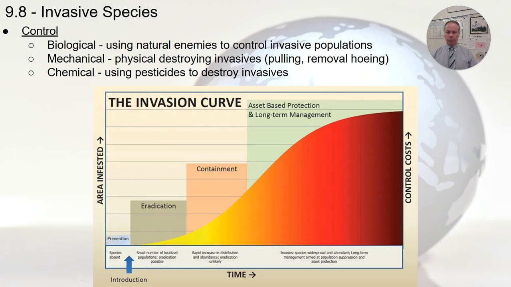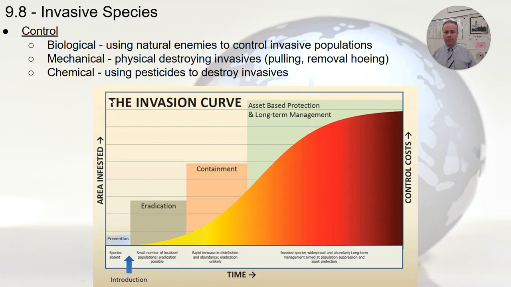And then finally, once these species become extremely widespread and abundant, it's just managing and trying to limit the impacts on native populations. In order to control invasive species, we have a variety of ways of doing that.